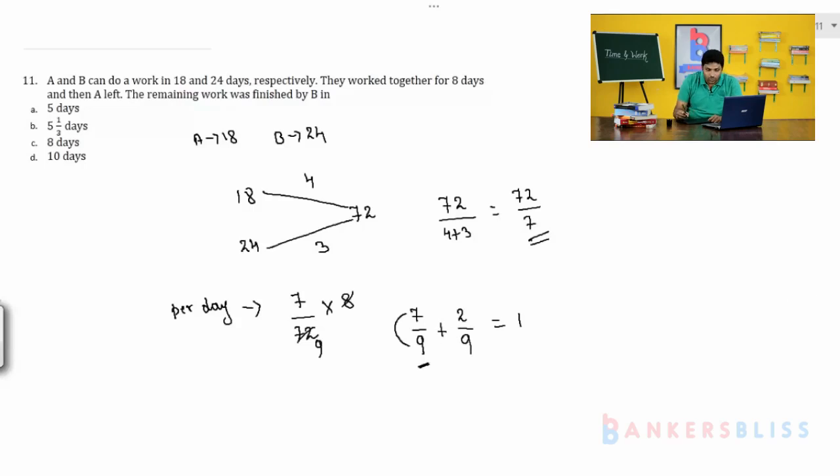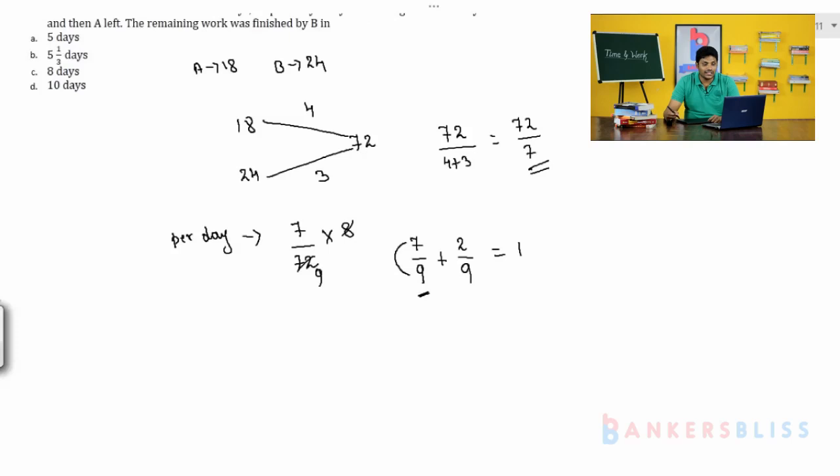If you get the 2/9 of the work, then the 100% of the work will be completed. So 2/9 of the work is going to be done by B, in how many days? B takes altogether 24 days. So to complete the 2/9 of work, 48 by 9, which is equal to 5 1 by 3. Option B is the right answer.